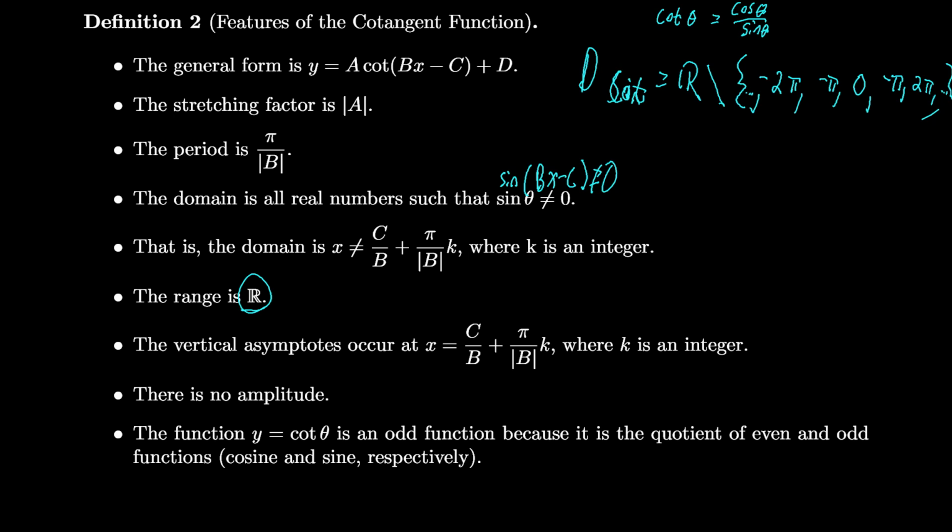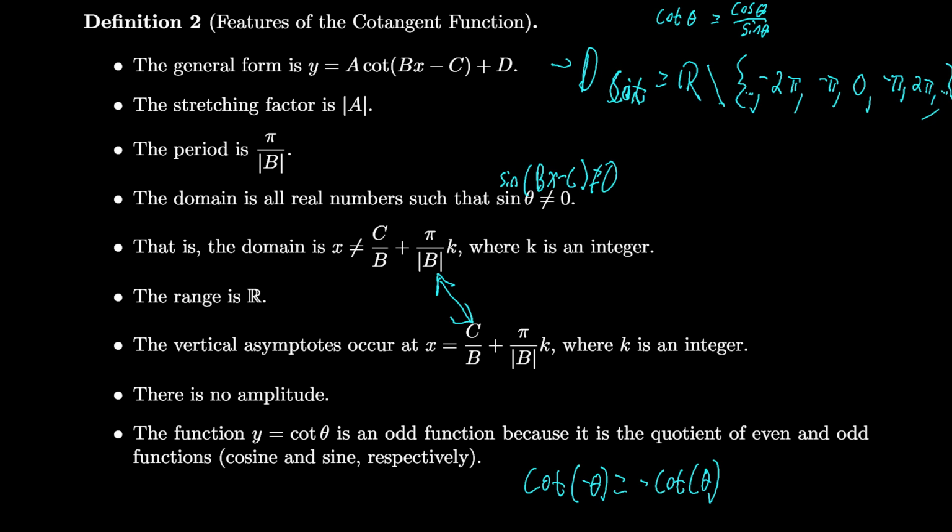The range is all real numbers, of course, because it does this behavior over and over. Goes up to positive infinity and down to negative infinity over and over, so there is no maximum and everything's attained. There is no amplitude for the same reason as tangent. Vertical asymptotes just occur everywhere that the domain's broken, because that's how math works. And then it's an odd function for the same reason as tangent. That is, once more, cotangent of negative theta equals negative cotangent of positive theta. That is what that means. So go ahead and pause it. Get all that down.